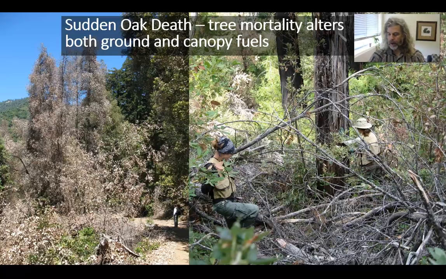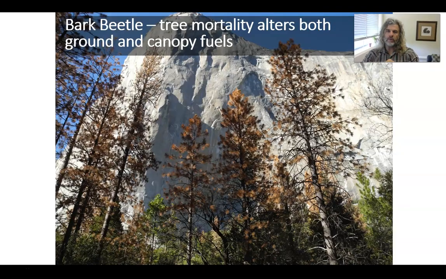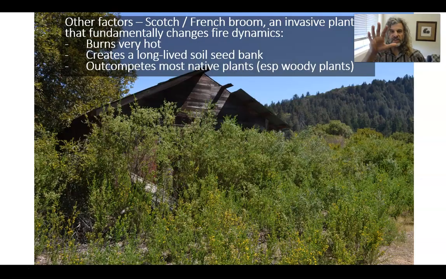They're both problematic. And don't misunderstand, they don't just happen from sudden oak death. The bark beetle outbreak in the Sierra Nevada is another significant source of these kinds of problems, as are other invasive species. And here's an example of that. This is an abandoned vineyard in San Mateo County.